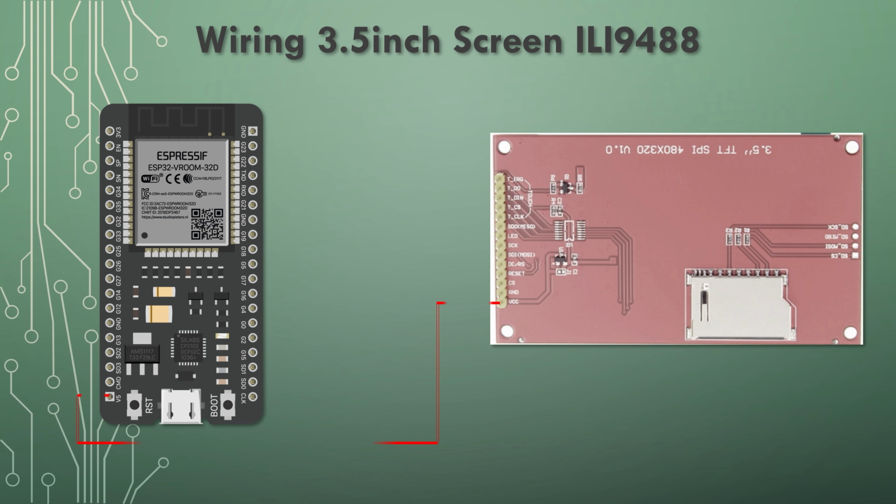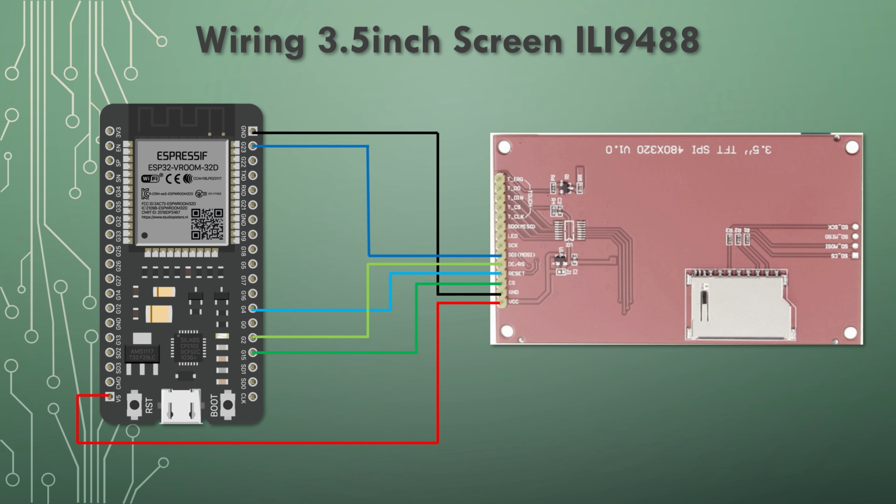So the VCC pin is connected to the 5V pin on the ESP32. The ground pin is connected to the ground pin. The chip select pin of the display is connected to GPIO 15. The reset pin of the display is connected to GPIO 4. The DC/RS pin is connected to GPIO 2. The MOSI pin is connected to GPIO 23. The SCK pin to GPIO 18.